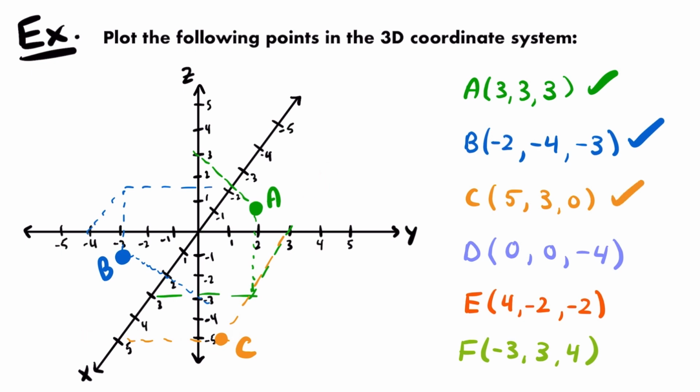All right, let's move on to point D. Point D is even simpler than point C. Point D has the coordinates 0, 0, -4. So the x-coordinate is 0, the y-coordinate is 0, and the z-coordinate is -4. And so what this tells us is that when we plot this point, we're not going to be moving anywhere in the x direction. We're not going to be moving anywhere in the y direction. We're only going to move in the z direction. So we're going to stay along the z-axis.